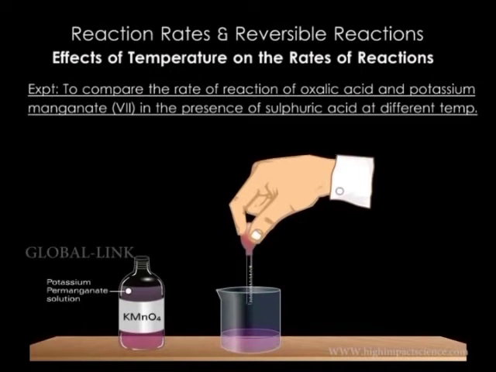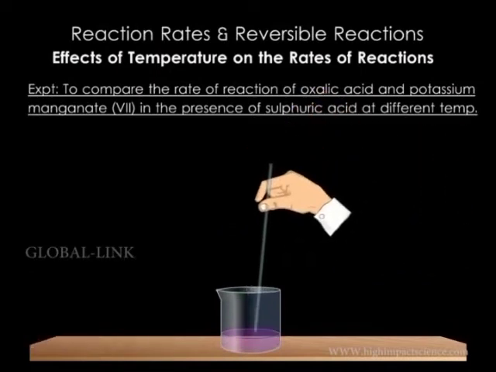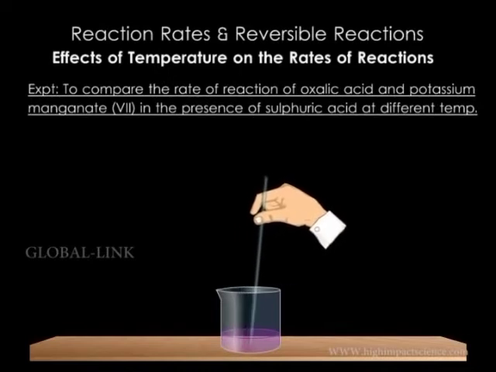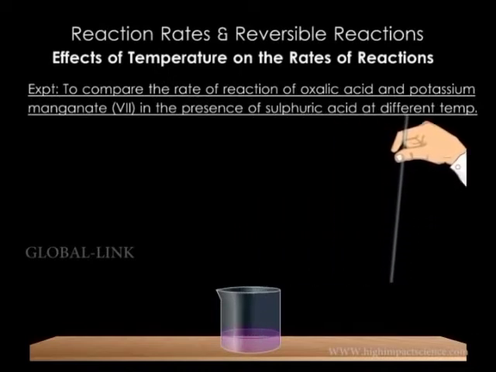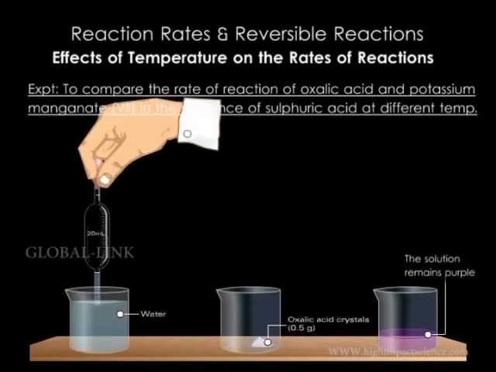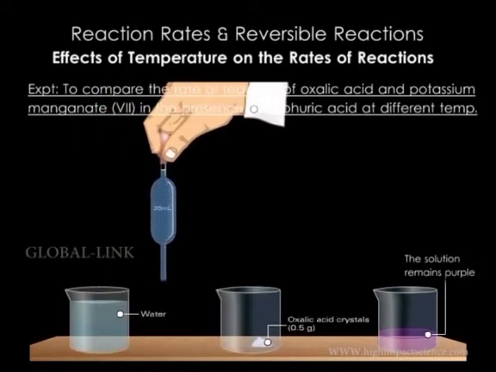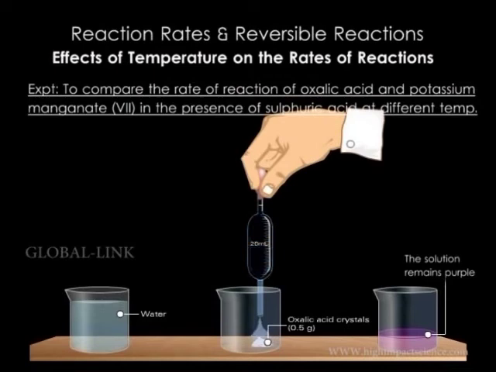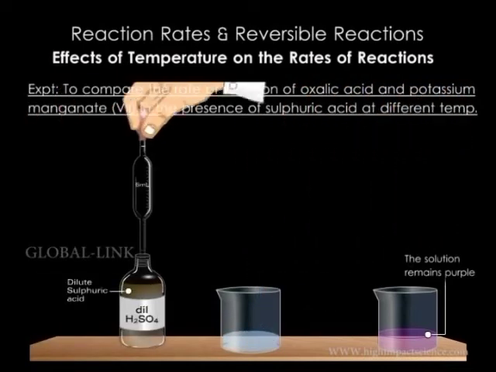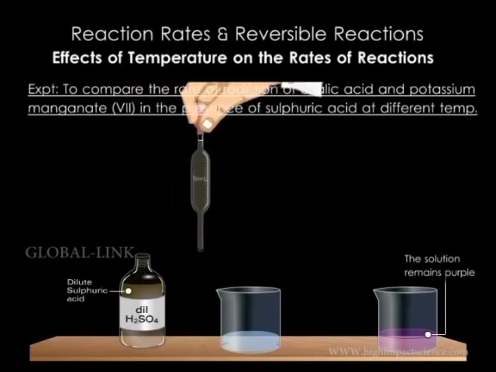The solution turns purple. Stir the solution with a glass rod for a while. The solution remains purple in color. In another beaker, we prepare oxalic acid solution as we did before. We add 5 milliliters of sulfuric acid to it.